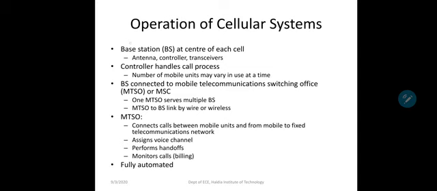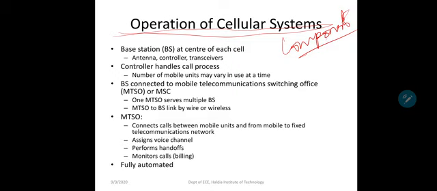Now in this particular slide we will discuss the operation of a basic cellular system. What are the components associated with it? The components associated with it are basically the base station, which has an antenna, a controller, and a transceiver. The main function of the controller is to handle the number of mobile units, and this number may vary with time.